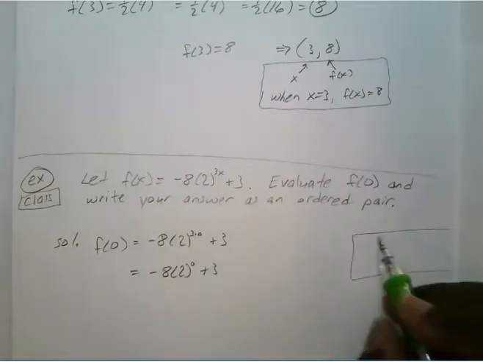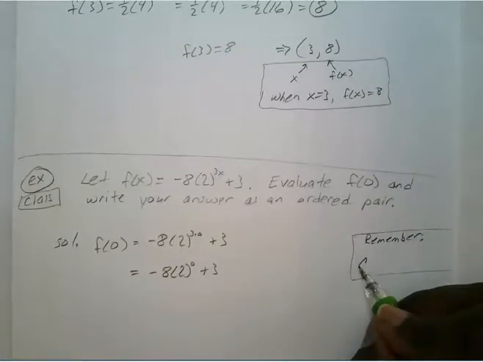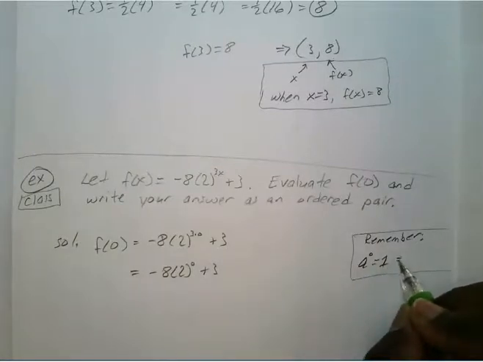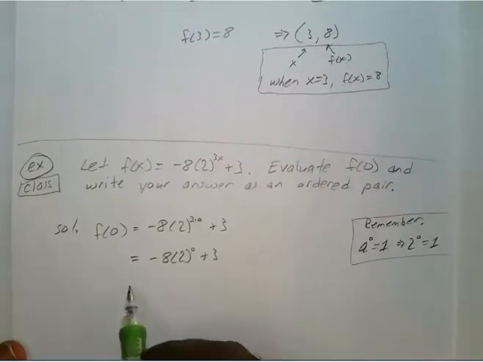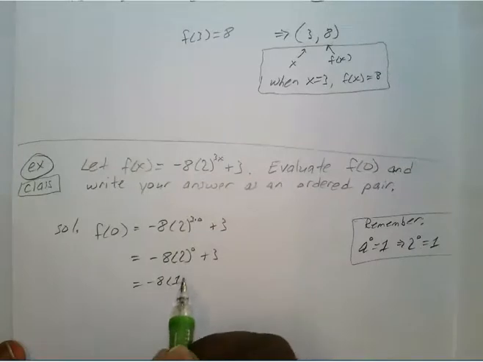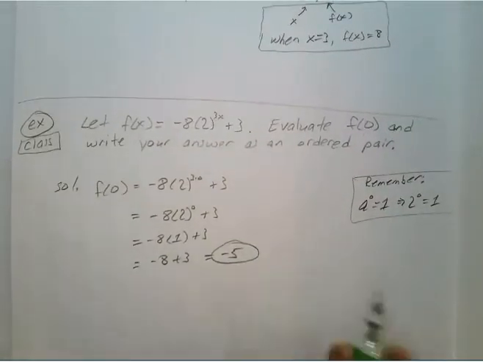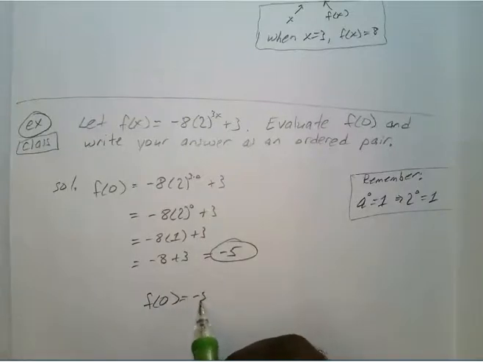You want to remember any non-zero number to the power of 0 is just going to equal 1. So that means 2 to the power of 0 is equal to 1. So this is just negative 8 times 1 plus 3, which becomes negative 8 plus 3, which is negative 5. So we know that f of 0 is equal to negative 5.